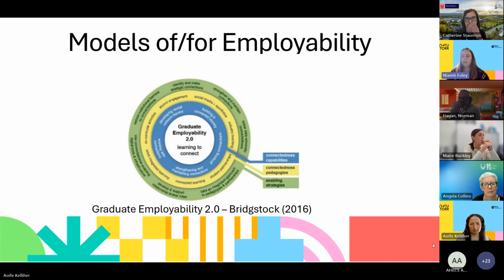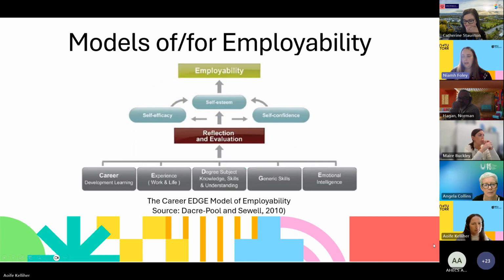And then the last model that I looked at was the CareerEDGE model of employability, by Lorraine Dacre Pool and Peter Sewell, which you might be familiar with. I think this is a good model. It suggests that if we provide students with opportunities to access and develop the lower tier by reflecting and evaluating on their experiences, it moves up the chain. So looking at career development learning, how do our students explain to potential employers what achievements they have gained? How will it be of benefit to them?